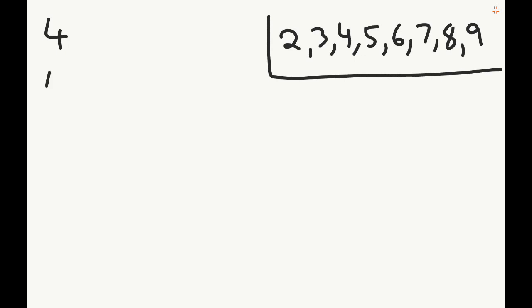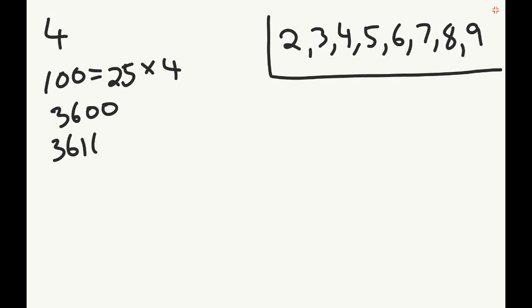So we'll start off with the fact that 100 is 25 times 4. So anything that is a multiple of 100 is also a multiple of 4 because it has a 4 in it. Suppose we start off with a number like 3,600. Okay, we know that's a multiple of 4. Now suppose we go up by 16: 3,616. How do we know if that's a multiple of 4?